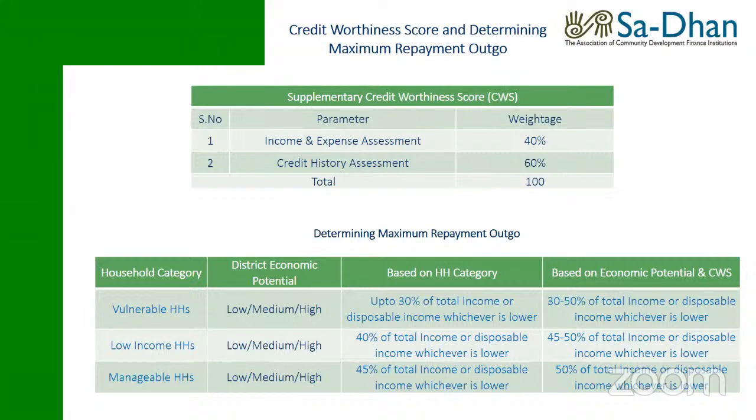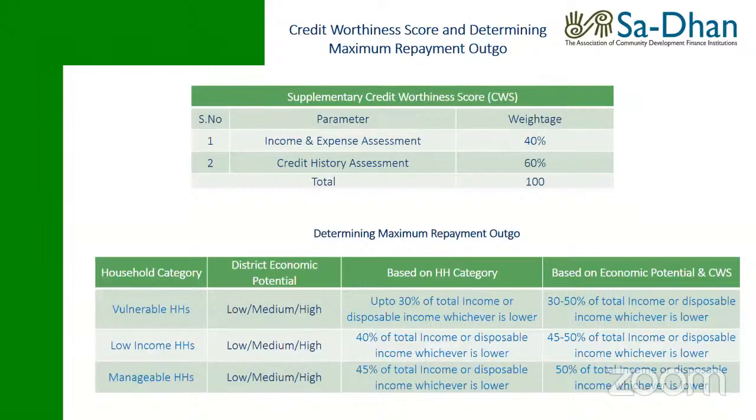As we have seen earlier, there are 3 categories of households: vulnerable, low income, and manageable households. Based on household category, an MFI can fix whatever indebtedness limit or loan size they want to give. So the indebtedness of a particular client can be fixed based on the household category. If it's a vulnerable household, it can be up to 30%. These are not hard and fast percentages. These are flexible. They can be changed or modified depending upon the state or MFI, based on the risk appetite and all that, within the RBI norms.